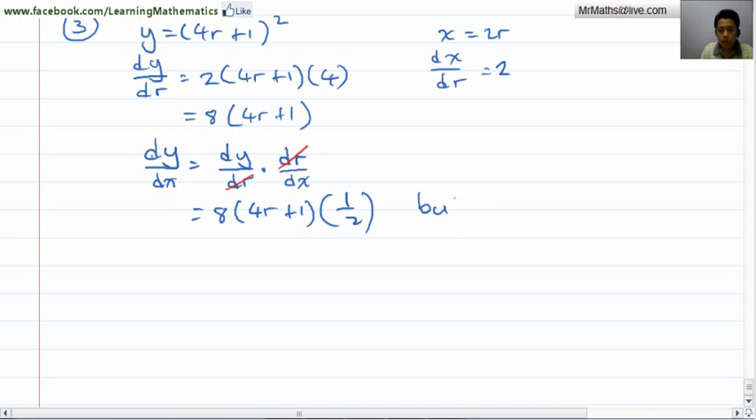But 4r is equal to 2x, because we want to get rid of that 4r there. So the 2 and 8 over here, we cancel, and it becomes 4. Then 4r becomes 2x, and we get 4(2x + 1). So we still have the same answer. How cool is that? Let's go to the next question.